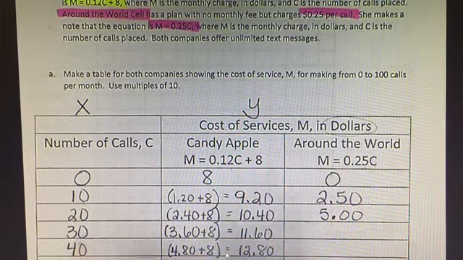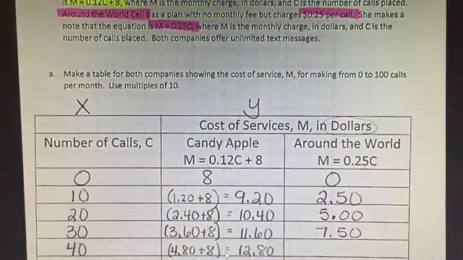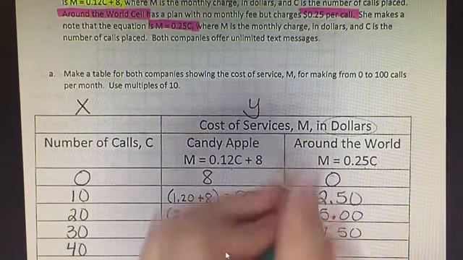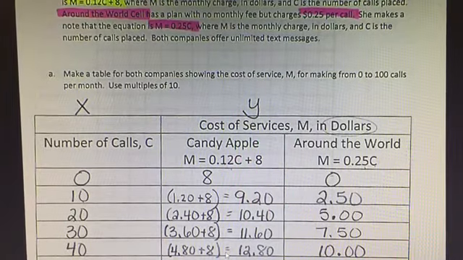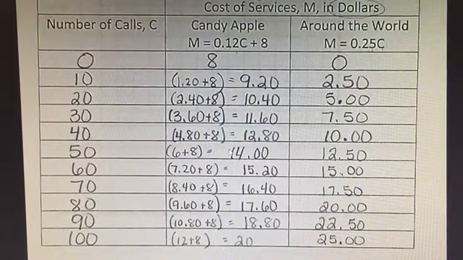Then we get 30 times 25 hundredths, which is $7.50. Then we're going to do 40 times 25 hundredths, and get $10. Then we're going to continue that pattern throughout. Okay, so here is the table completely filled out.